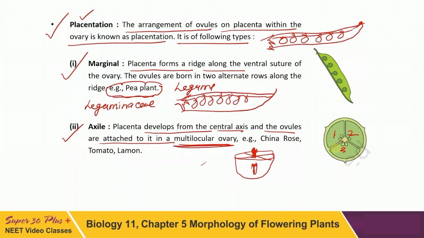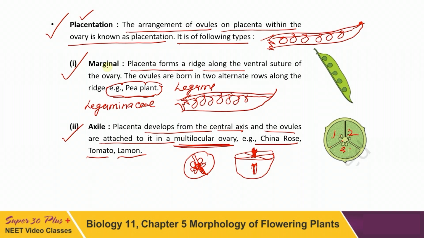You see, the ovary is not unilocular. This is a trilocular ovary. That may be a pentalocular ovary. That may be a bilocular ovary. A bilocular ovary will be like this, with only two chambers, 1 and 2, and the ovules are found arranged here on the central axis, as is found in case of China rose, tomato, and lemon. Is it right? See here, a very important point.